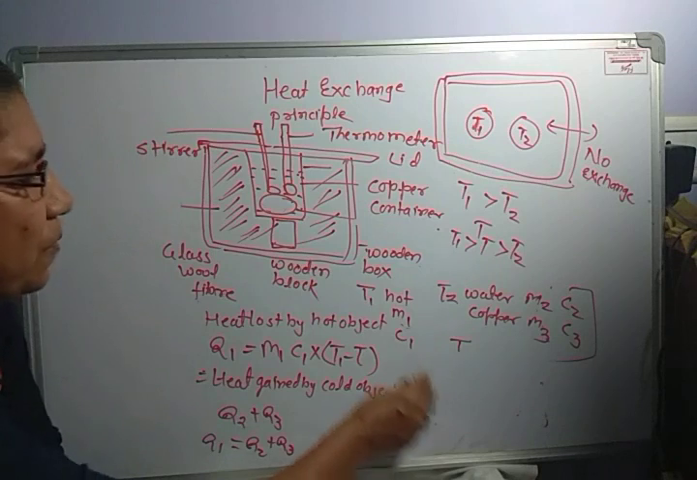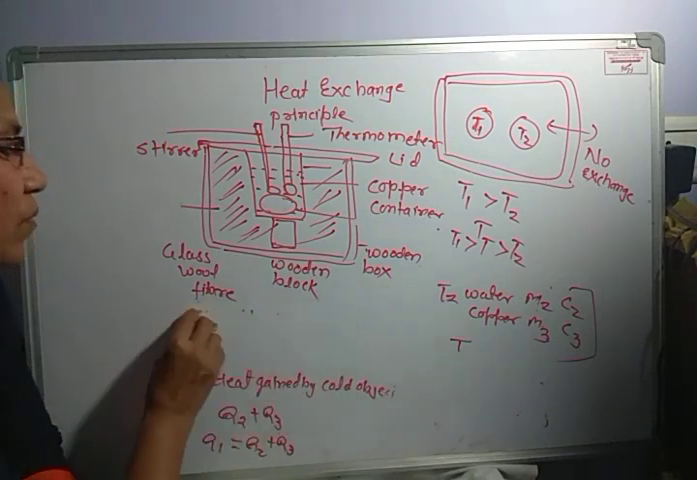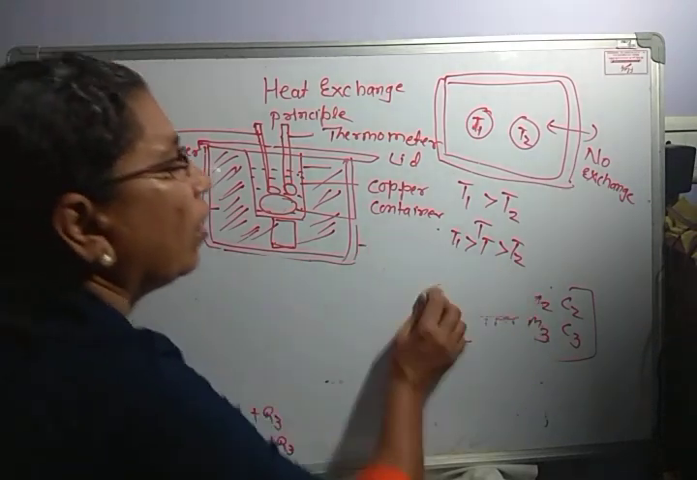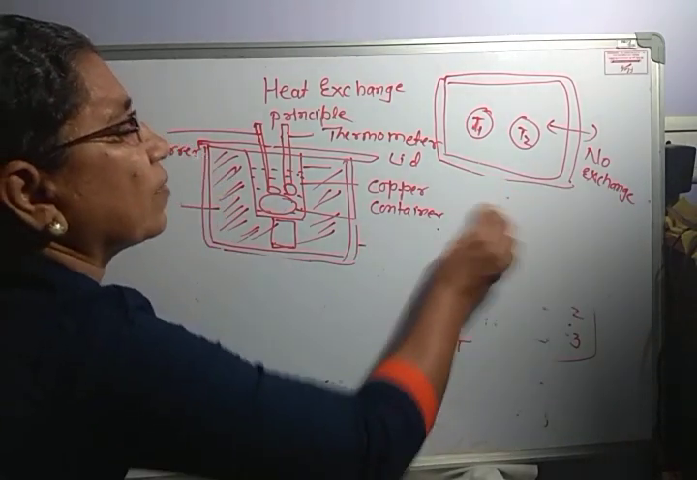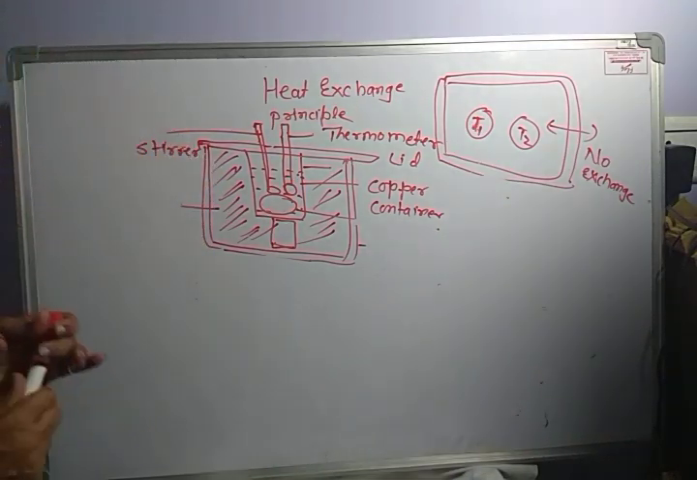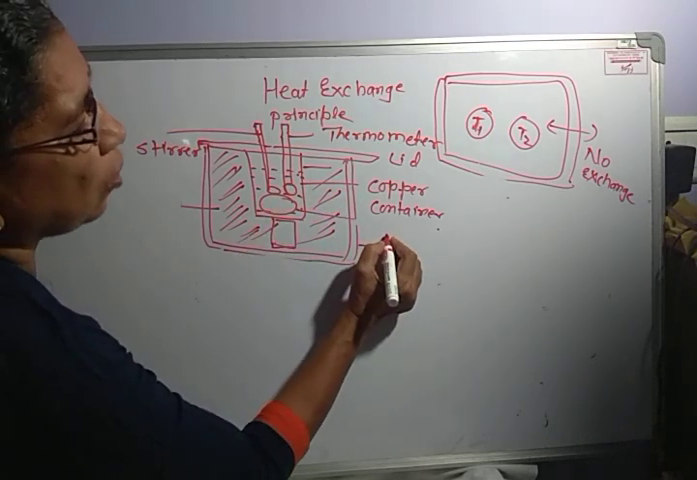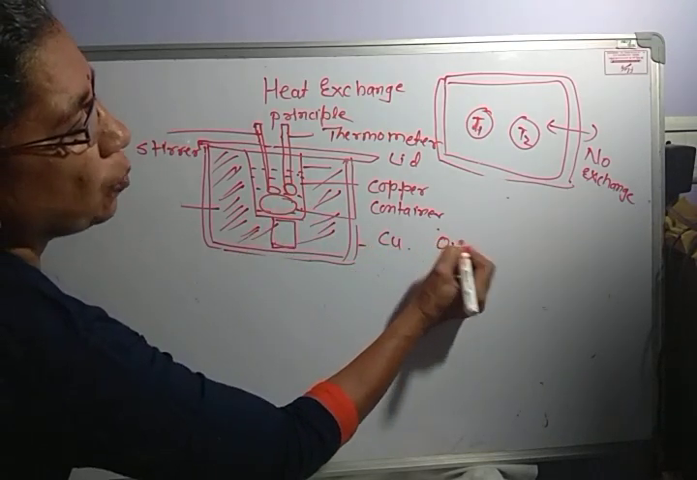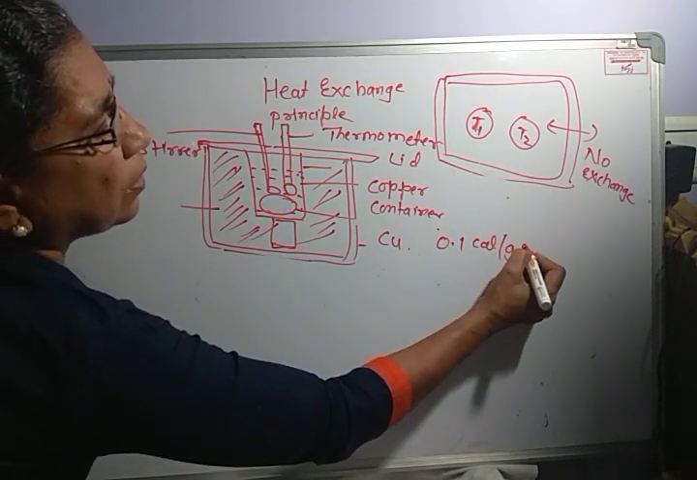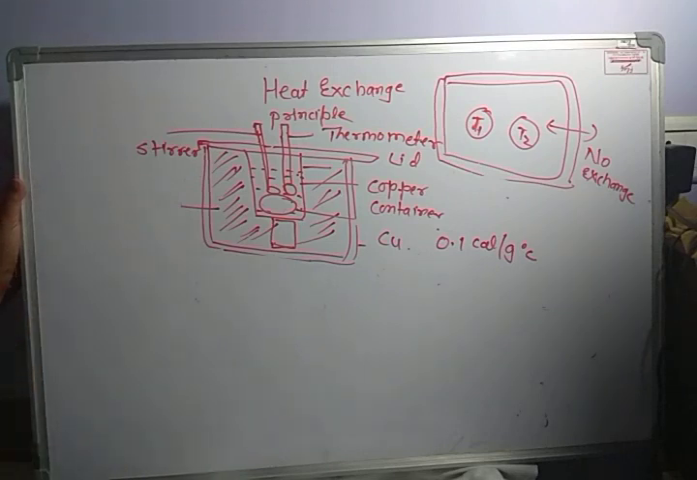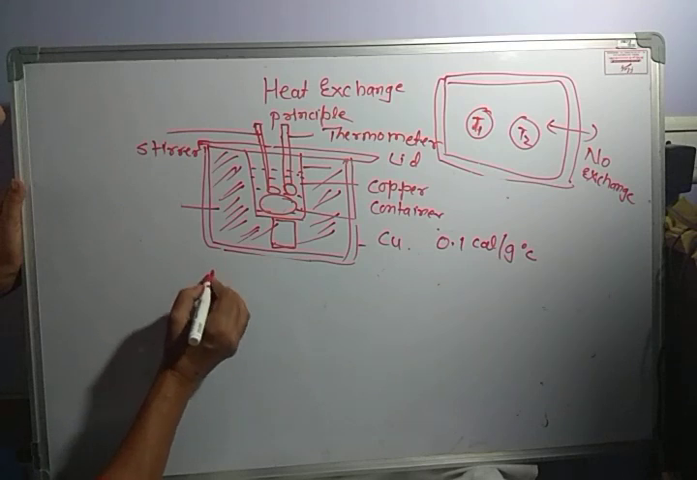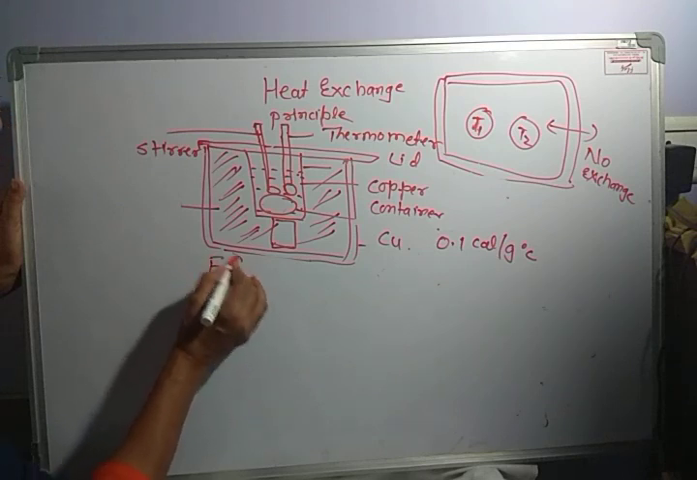Now we have found the specific heat capacity of copper. Now what do we do? We take a sphere. What is the specific heat capacity of copper? It is 0.1 calorie per gram per degree Celsius. Now we want to find the specific heat capacity of iron, Fe.